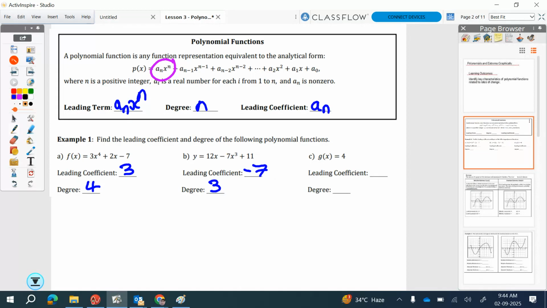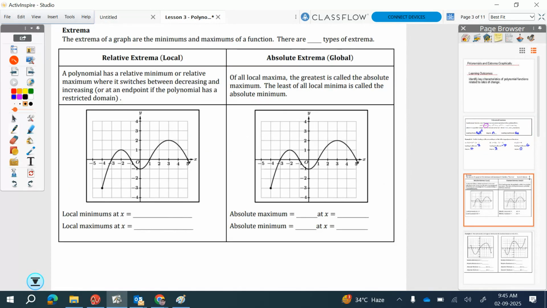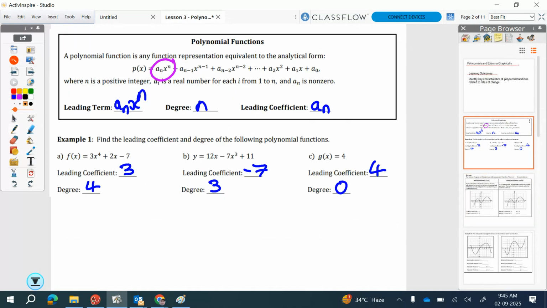Right. Who's going to tell me what the degree of this one is? Lady in the corner? This is a 0th degree. What is the leading coefficient? 4. Good guess. There's not really any other numbers there. Yeah, must be 4. Sir? Wouldn't the degree be 1 if it was 4 to the power? No, that would be linear. Oh, okay. But if it was 4 to the power 0, wouldn't it be 1? Exactly.